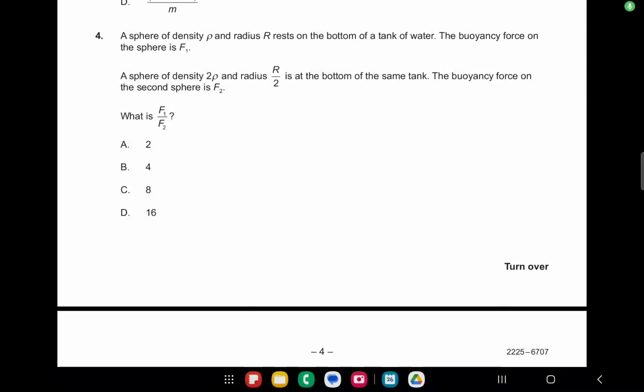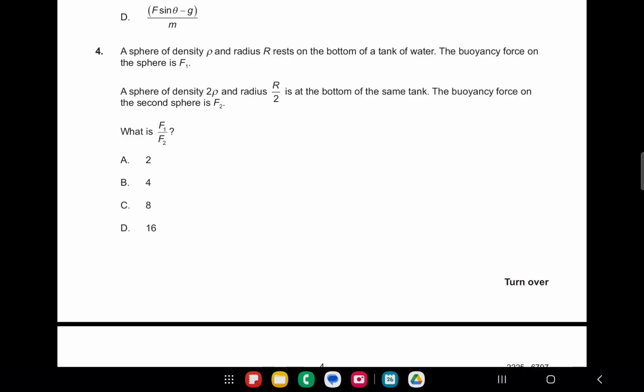Number 4. A sphere of density ρ and radius r rests on the bottom of a tank of water. Now the buoyancy force on the sphere is given as F1. So this is the first sphere.